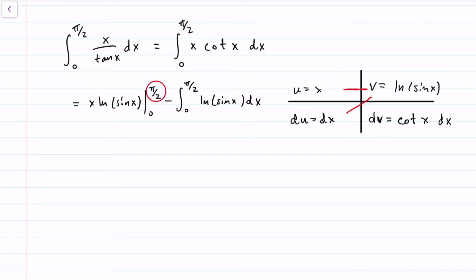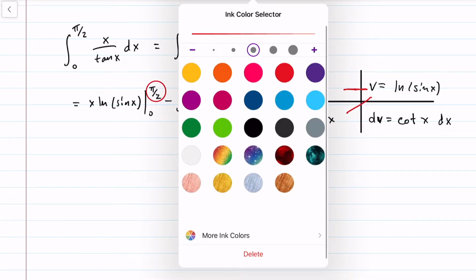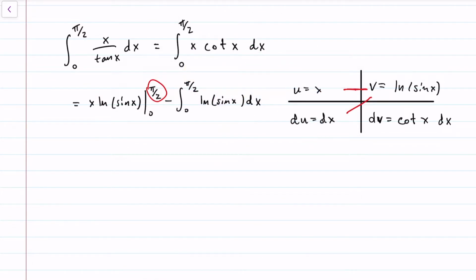So when x is pi over 2, sine of pi over 2 is 1, ln of 1 is 0, so the whole thing becomes pi over 2 times 0, which is 0. So that's interesting. So we have this 0 minus. Now when you plug in 0, I'm going to do this in green below. You'll get 0 times ln of sine of 0, which is 0 times ln of 0, but ln of 0 is negative infinity.